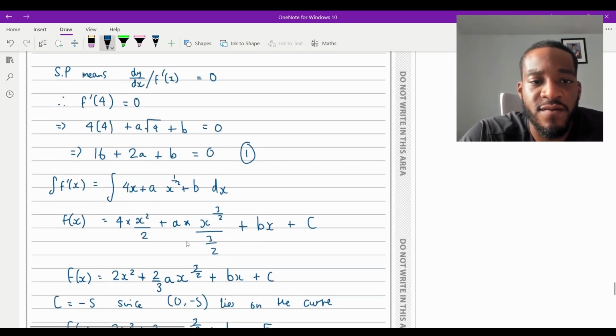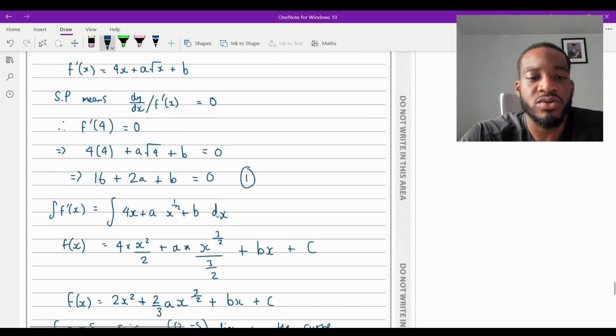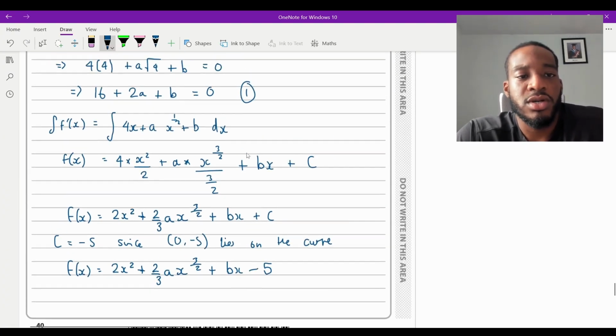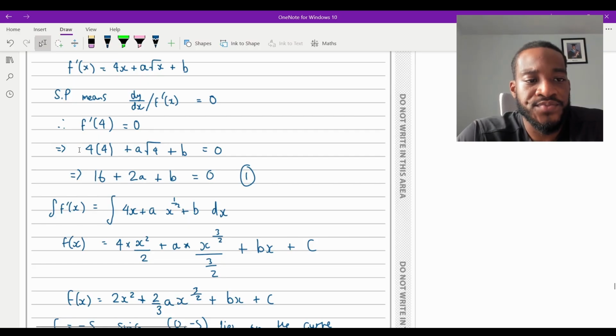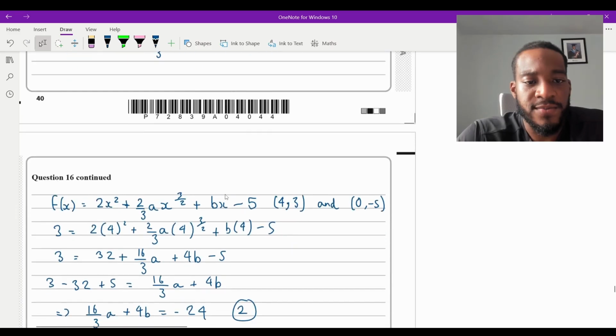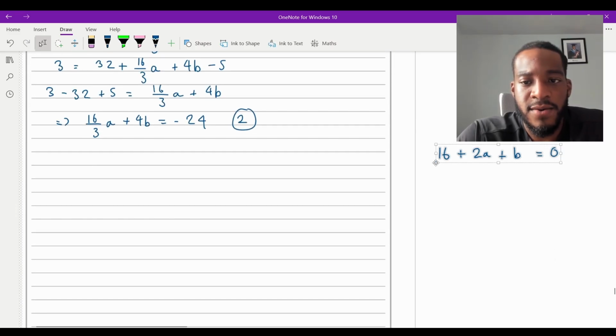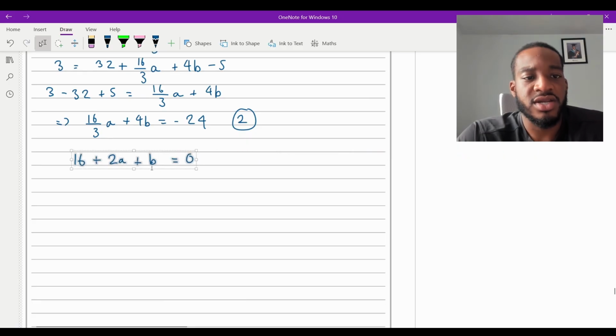Remember, we had one already at the very beginning: 16 plus 2a plus b is equal to 0. So I'm going to call this equation 2, and I'm going to grab that other one as well. So now it's just a simultaneous equation. Copy this here. And then I'm going to tidy this up a bit as well.